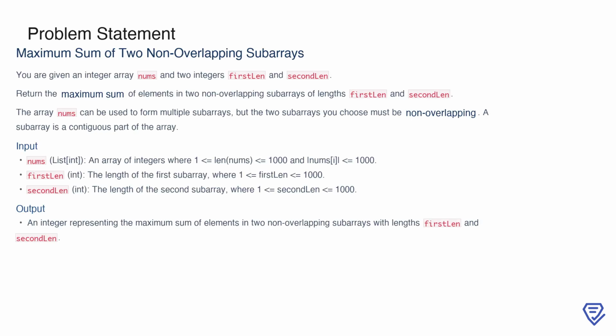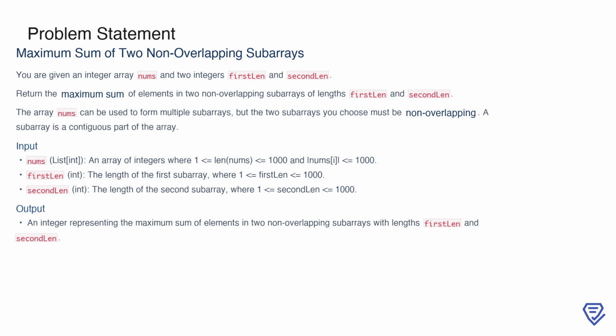In this problem, you're given an integer array called nums, along with two integers, firstLen and secondLen. Your task is to find the maximum sum of elements from two non-overlapping subarrays of lengths firstLen and secondLen. Now, a subarray is simply a contiguous segment of the array, and the key requirement here is that the two subarrays you choose cannot share any indices, they must be completely separate from each other.